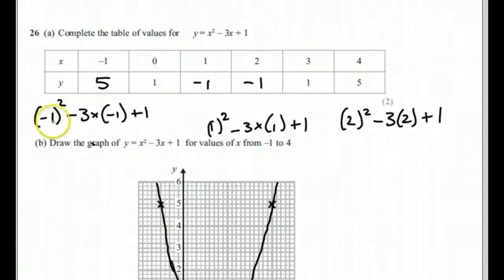If you didn't put the brackets in here, it would square 1 and then make it negative, and we want it to square -1. So that's quite an important step.